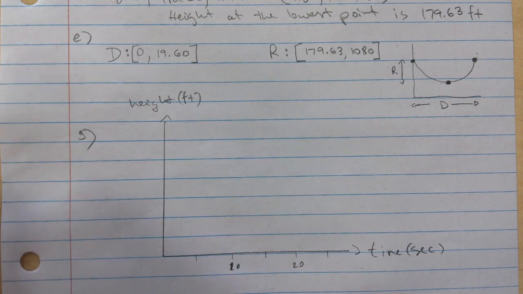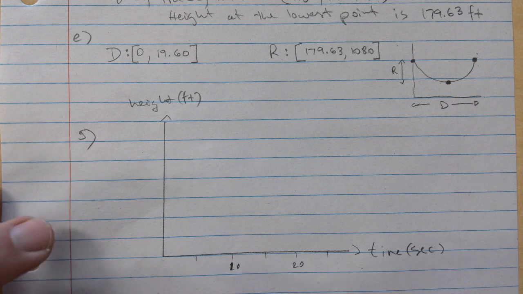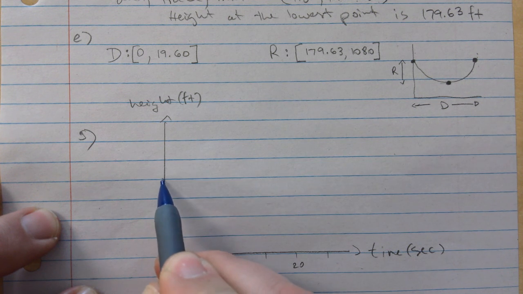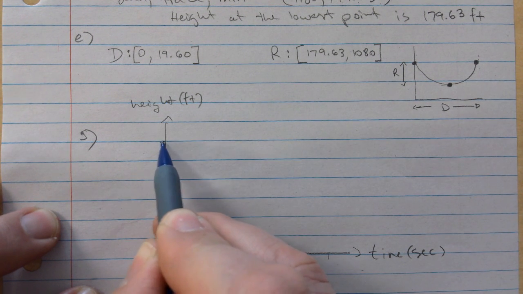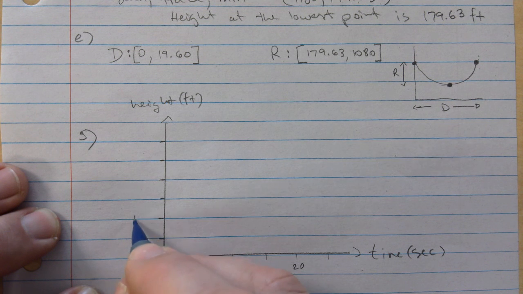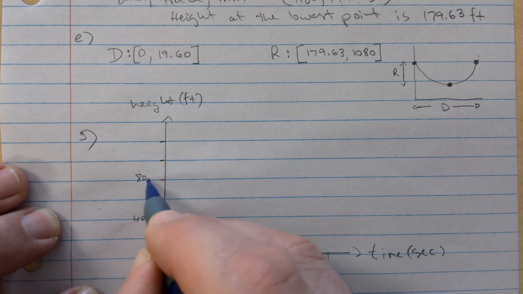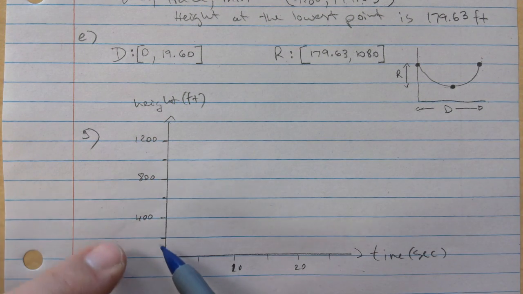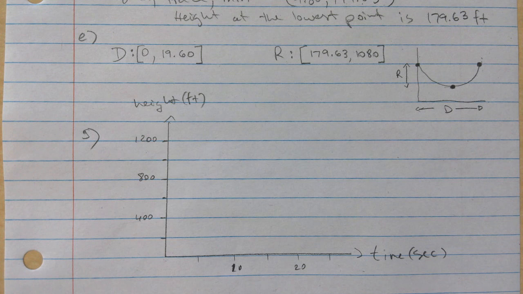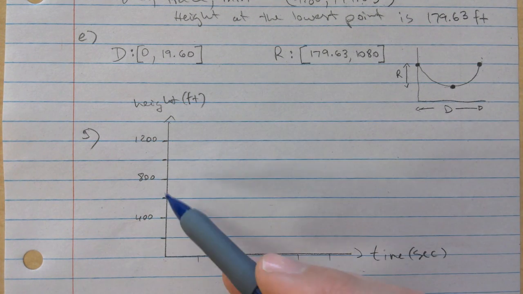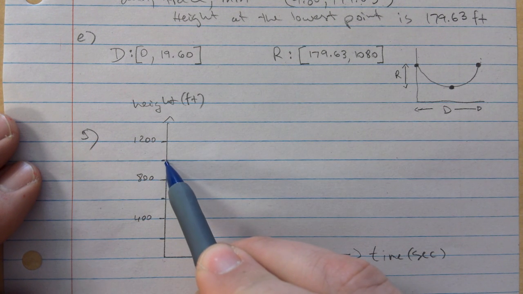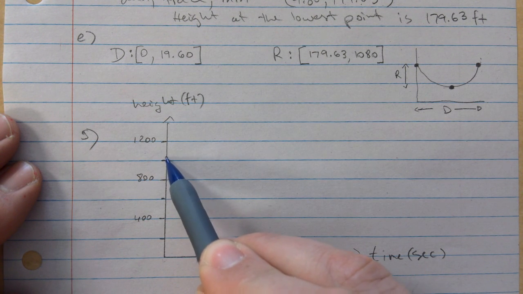And I need to go up to 1080. If I go up by 200, what do I get? 2, 4, 6, 8, 10, 12. That works out for me. I'm marking every other one, but really my scale is 200 feet at a time. So this would be 1000, and 1080 is just above.